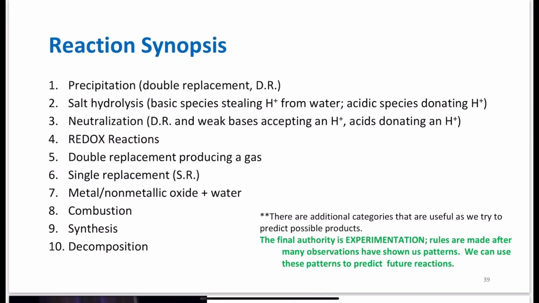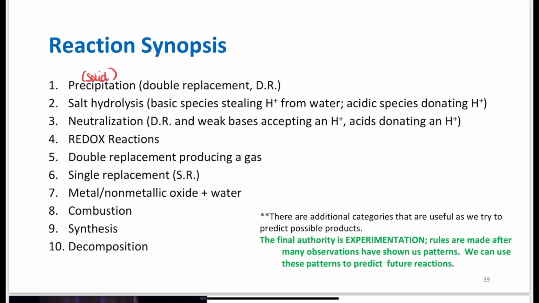Some of the different reactions we will talk about. This is not an exhaustive list, okay? But we'll talk about precipitation reactions, which are also known as double replacement or DR reactions. We'll talk about salt hydrolysis, which is where you have a basic species that steals protons from water, or acidic species that donate protons to water. Neutralization reactions. This is another form of a double replacement reaction, but weak bases accept protons and acids donate protons. Redox reactions, double replacement. So, like number one, except instead of producing a solid, which is a precipitate, it results in a gas being produced.